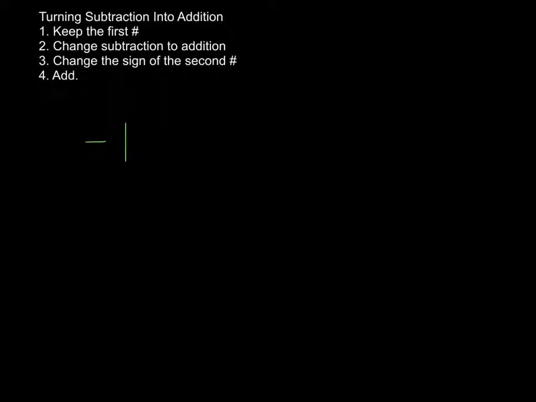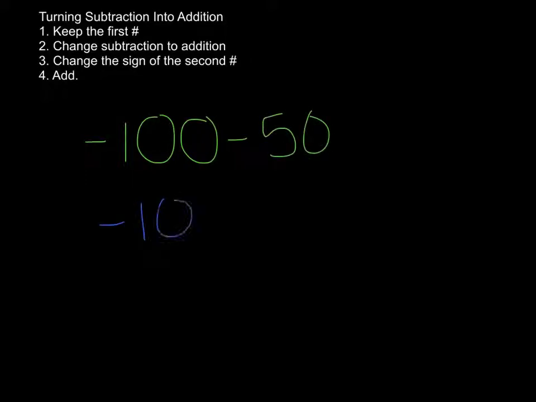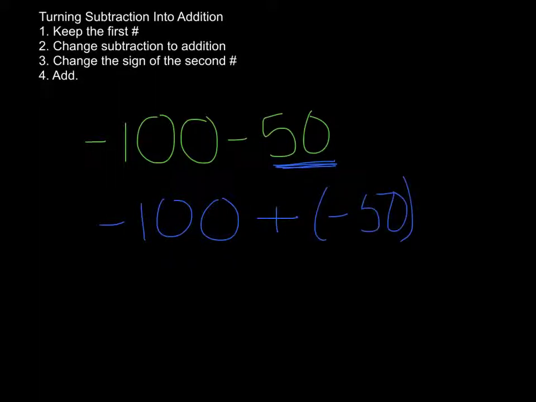Let's do some negatives. We've got negative 100 minus 50. First number stays the same, change subtraction to addition, and then we're changing the sign of the second number. The opposite of 50 is negative 50. So this tells us that negative 100 minus 50 is going to give us the same answer as negative 100 plus negative 50. So both of these equal negative 150.